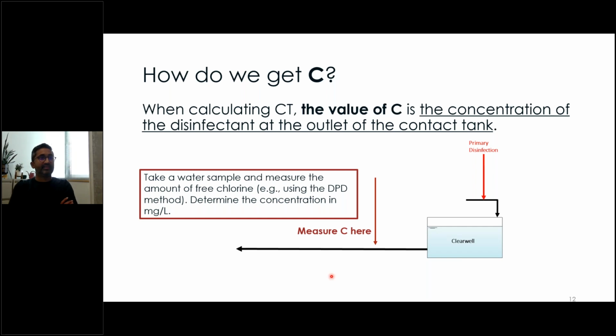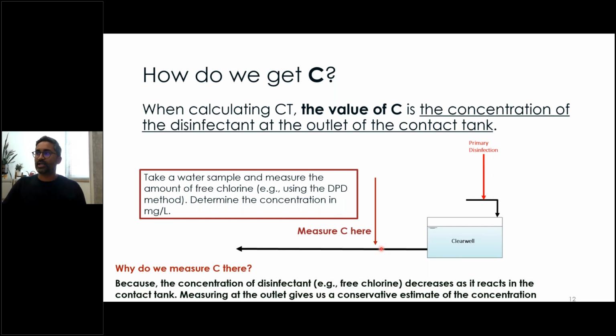The reason you want to do that is because we want a conservative estimate of the concentration of chlorine that's in the contact basin. If you just use what's going in, you're not accounting for the fact that that chlorine is going to react with all the stuff that's in the water. And as it's reacting, it's going to reduce its concentration. So what that does is actually give you an overestimate of the concentration of chlorine that's in the contact basin, if you just use what's going in. So to be on the safe side and to err on the side of caution, you measure it at the outlet.